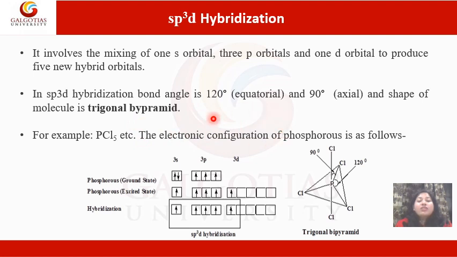The electronic configuration of phosphorus is 3s2, 3p3. This is the ground state. Now, in the excited state, one of the electrons of the 3s orbital is excited into the 3d orbital, and the formation of 5 orbitals is called sp3d hybridization.